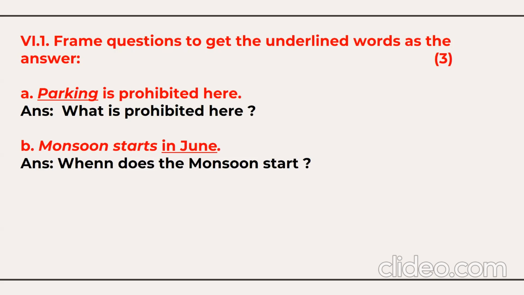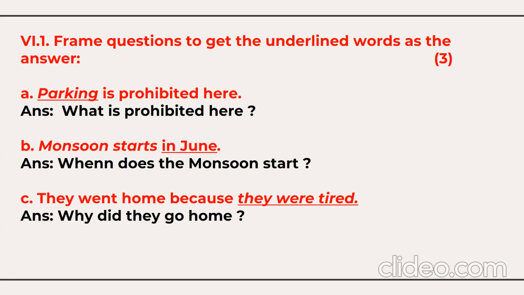Monsoon starts in June. When does the monsoon start? Extra n, grammatical spelling error. When does the monsoon start? They went home because they were tired. Why did they go home? If you're using did, the verb should be in the present tense. So when present tense is the go. Why did they go home?